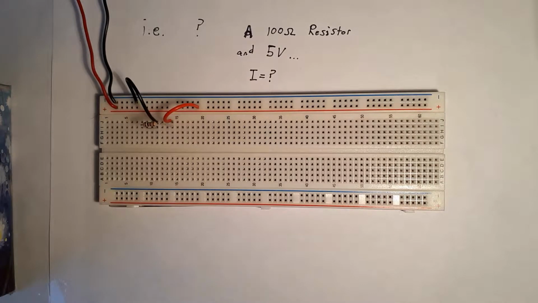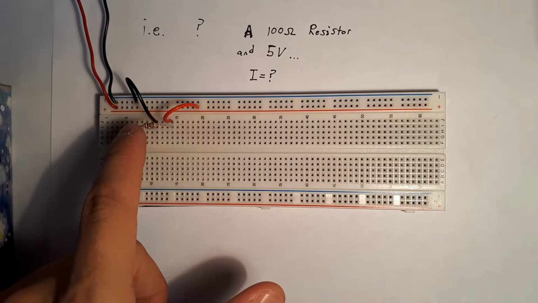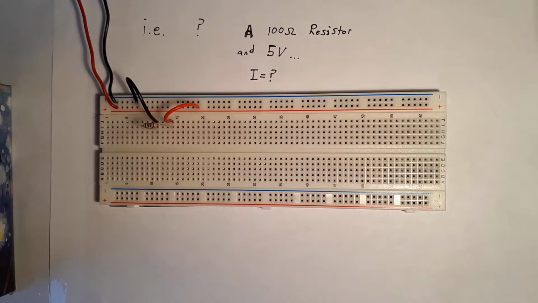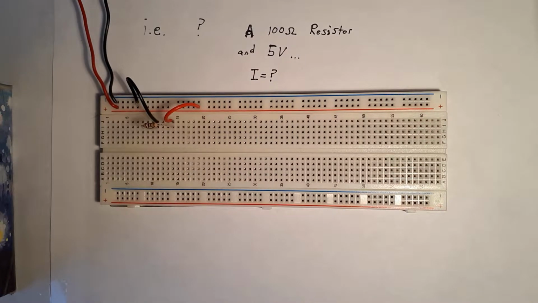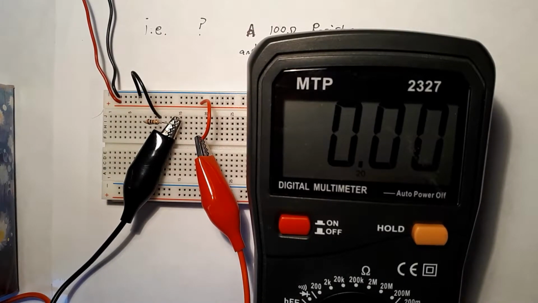Here's a simple example with a resistor connected through the positive rail, through the resistor, back to ground. If you haven't seen my breadboards video yet, you should check it out and make sure that you understand how breadboards can connect components together. In this example, I've set my power supply to 5 volts and I have a 100 ohm resistor in series. I've now connected my multimeter in series with the resistor to measure current.